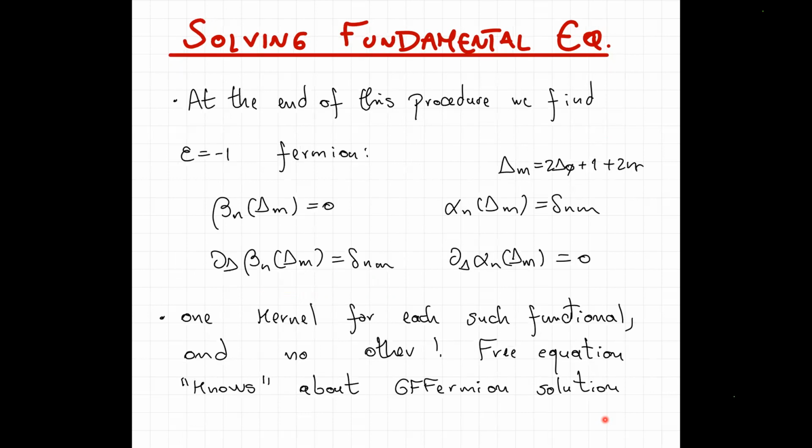So at the end of this procedure, what we are left with is explicit functionals, which, for instance, for the fermion, take exactly the form that we wanted. There are some beta n, some alpha n, and they satisfy the right duality conditions. And we find precisely one kernel for each such functional, and there are no other solutions. So this procedure knows in a sense about the generalized free fermion solution, right? Because this integer n, in principle, who tells me that it has to be a non-negative integer? Maybe it could have been a negative number. But the equation with the correct boundary conditions automatically knows about the correct spectrum.